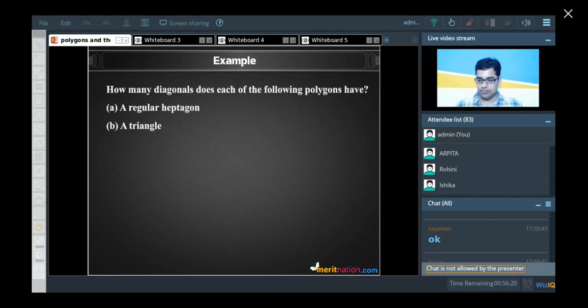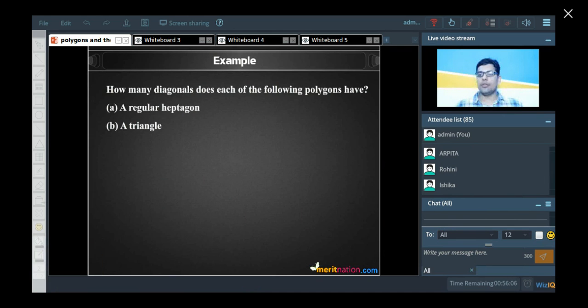Okay. Now, how many diagonals does each of the following polygons have here? First is a regular heptagon. It consists of 7 sides or 7 vertices. You can apply this formula and give your answers.